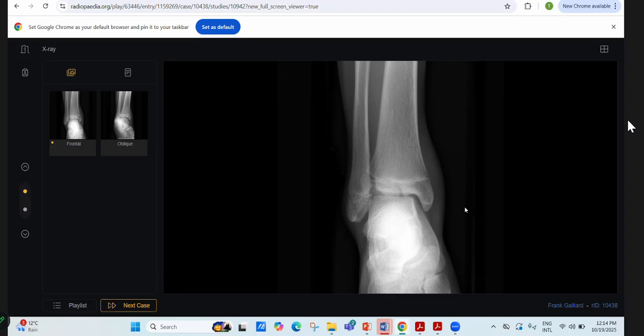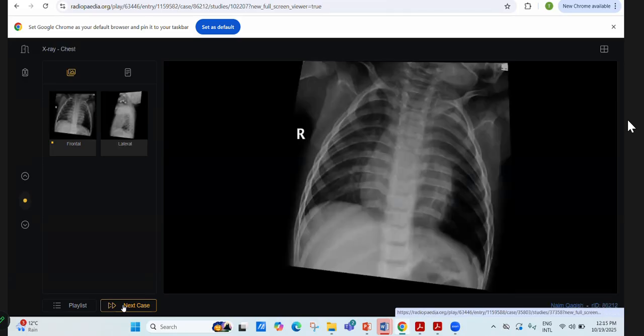And what are you going to do next? I'll inform the orthopedic surgeon for intervention, and I would also like to further confirm it on CT without contrast of this region of the ankle joint. Okay, next case.